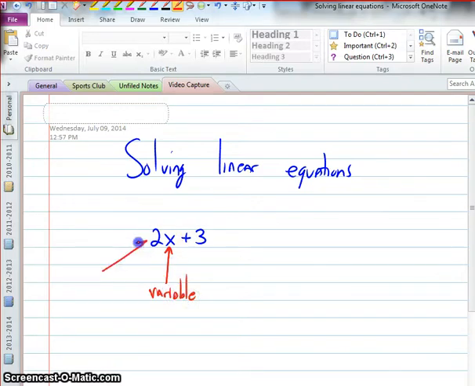And then this guy right here, that is a number that's being multiplied by the variable. It is known as the coefficient. And anytime you have a number inside of an equation, or an expression for that matter, that doesn't have a variable, it's just a number by itself, we call that a constant.